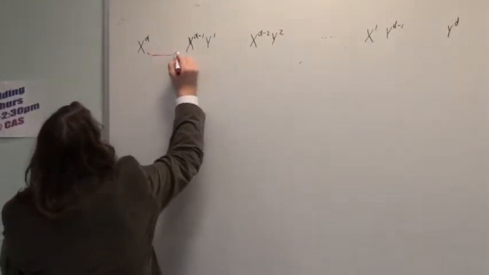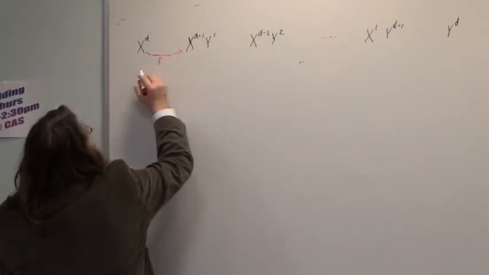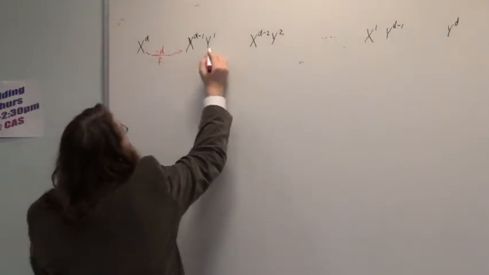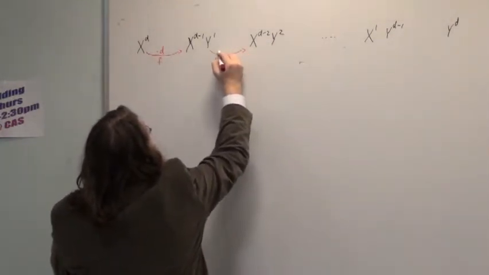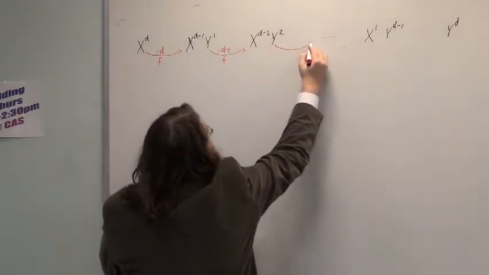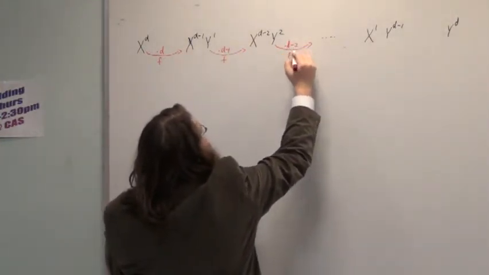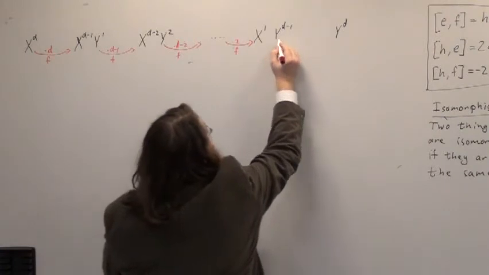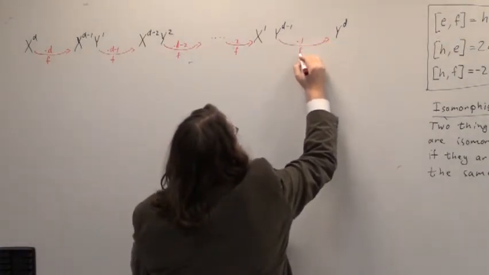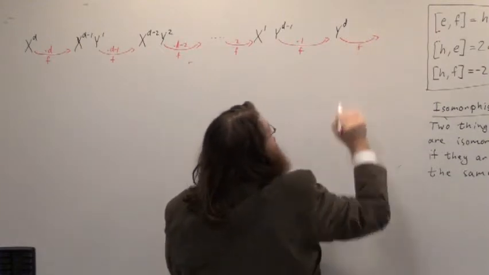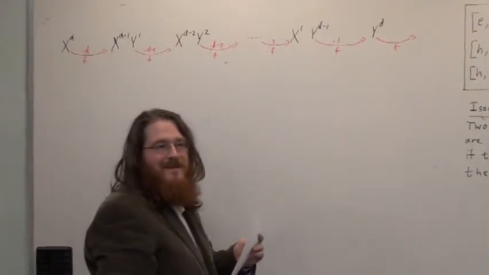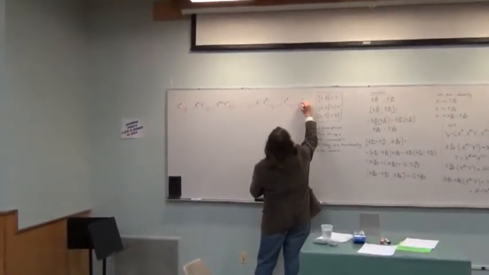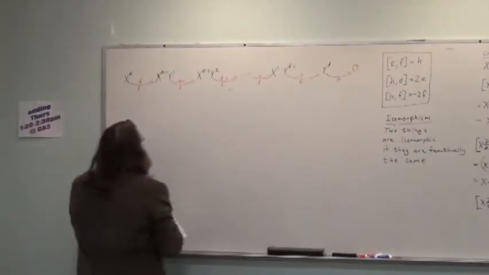So F takes me this way, and I multiply by d minus 1. Here I multiply by d. F takes me this way. I multiply by d minus 1. D minus 2. Coming in here, I multiply by 2. Here I multiply by 1. And here, where do I go? If I differentiate y with respect to x, I get 0. I go off with 0. So that's what F does.